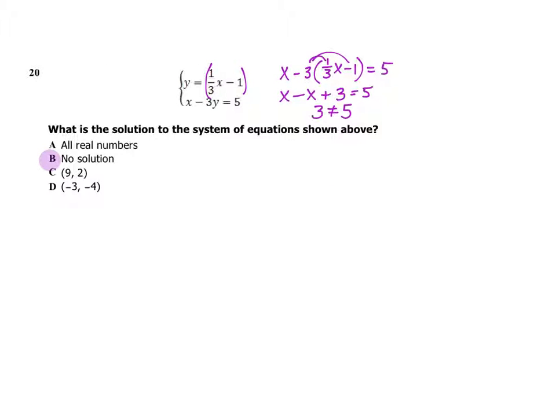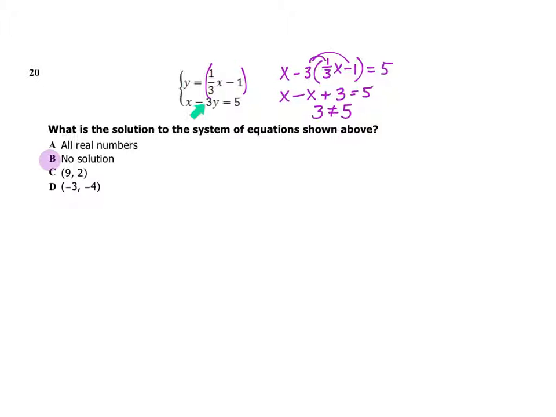Solution to the system of equations. This was set up nicely for substitution. So I took 1/3 x minus 1 and plugged it in for y, because y equals that, so you replace y with it. Distributed, and we got x minus x plus 3 equals 5. X minus x cancels. 3 most definitely does not equal 5. This system has no solution.